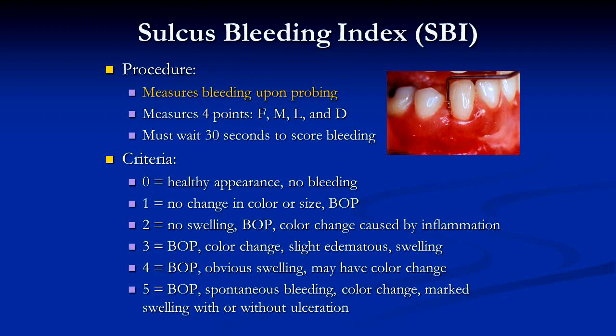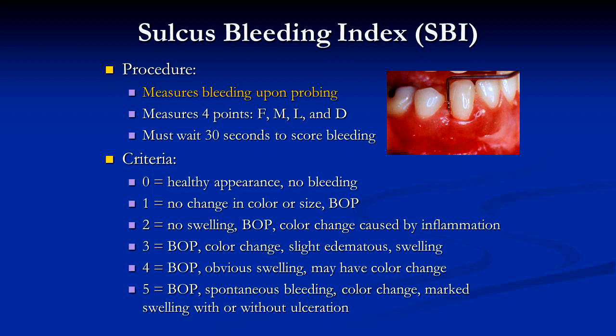So two more oral health indices that we want to go over. The SBI, which is the sulcus bleeding index. It basically measures BOP, bleeding upon probing. So it's going to look at 4 points on the tooth: the facial, mesial, lingual, and the distal. And what you're going to do is probe, wait 30 seconds, and then score whether there is bleeding or not.